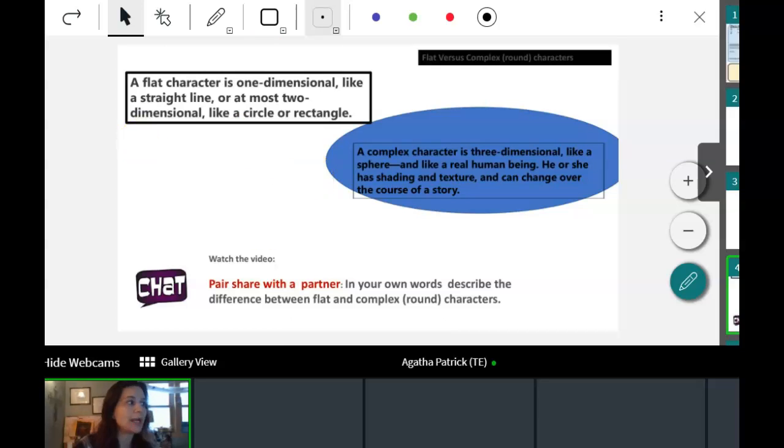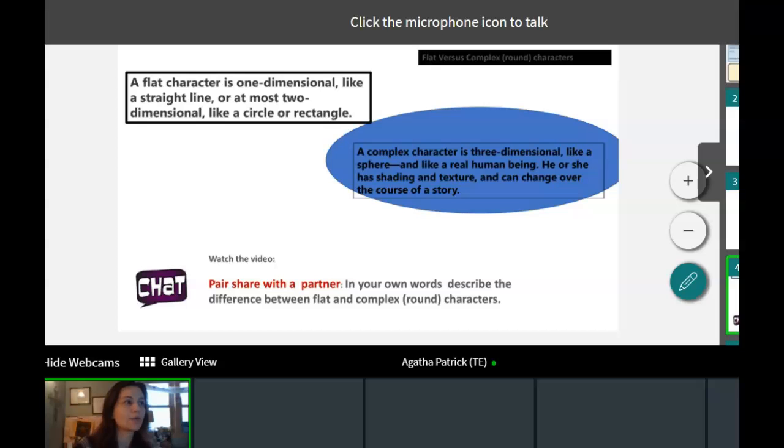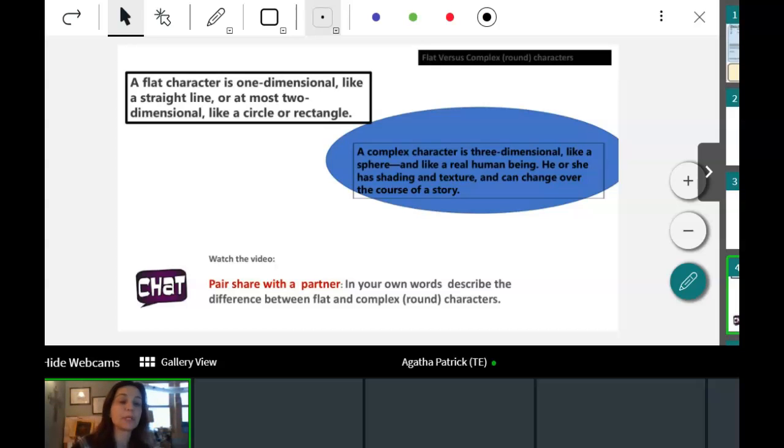Okay, what I want to do right now is review our story just to refresh your memory of what we read in The Most Dangerous Game. We're going to be looking at our two characters, Zaroff and Rainsford, and trying to determine if one of them is flat, one of them is complex, or maybe they're both flat, maybe they're both complex. But that's what we need to get to the bottom of. But before we do that, let's look at what The Most Dangerous Game was about.